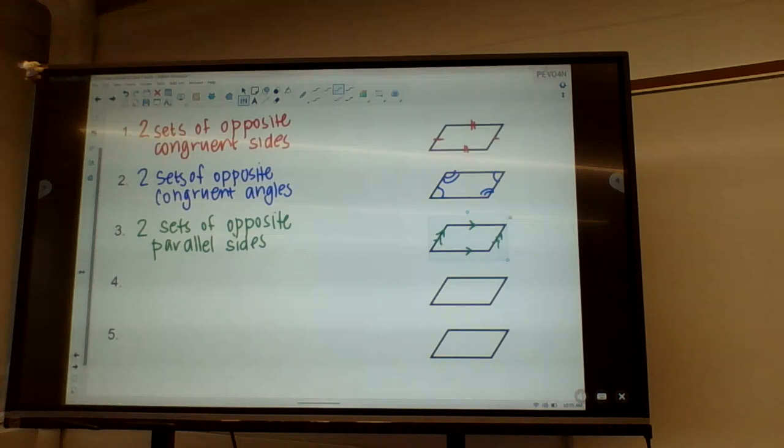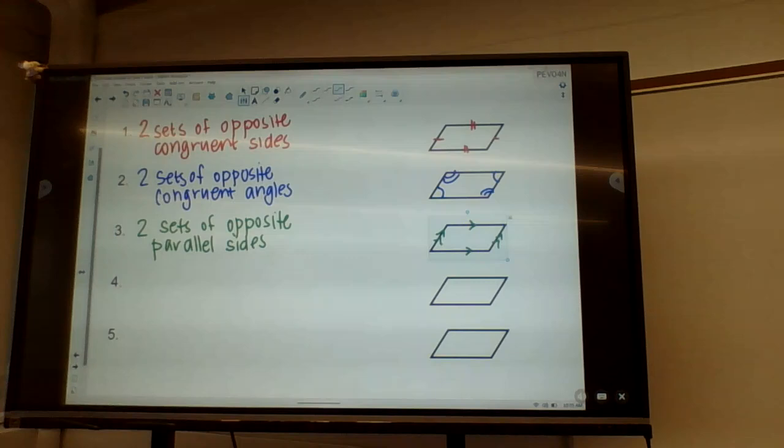So if I have one pair of opposite sides that are parallel and congruent, it's automatically a parallelogram. So if these sides are equal, but they're also parallel.